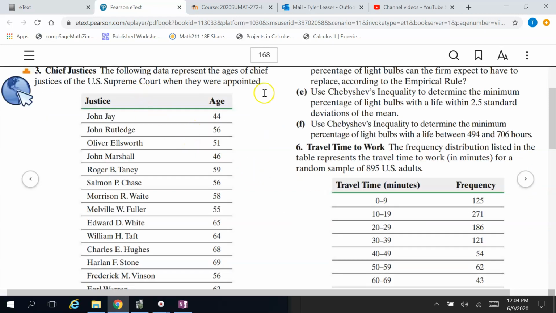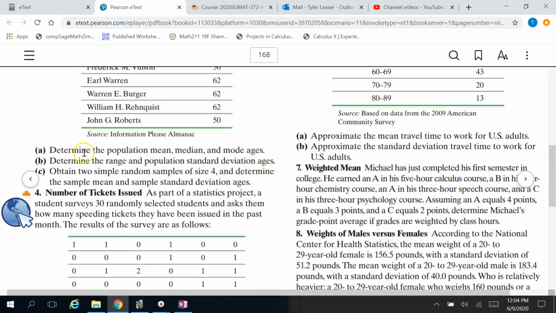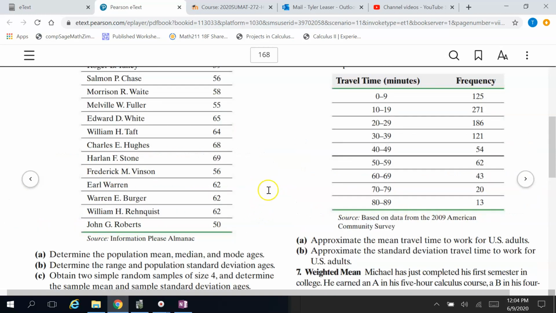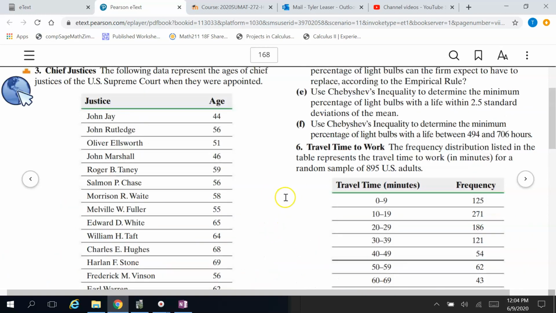The following data represents the ages of chief justices on the Supreme Court when they were appointed. A bunch of old people. Determine the population mean, median, and mode, the range and the population standard deviation, and then this is just asking us to get a sample size. We don't need to worry about that. You're not going to be asked to do that on the test, is to obtain random samples, so that'll be okay. But again, this is the same thing that we just did.